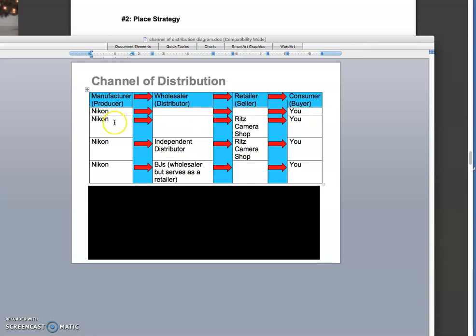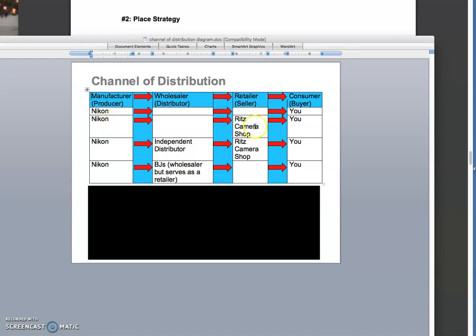So if we start to add different channel members or intermediaries, for example, Nikon could choose to sell to a camera shop, and then that camera shop is responsible for selling those cameras to you or to other consumers. An advantage is if Nikon chose this second example, its customer is Ritz Camera Shop, not you. Because if you bought it from the camera shop and it broke, you would go back to Ritz Camera. You wouldn't contact Nikon. So Nikon can have fewer points of contact by being able to just deal directly with the camera shops.